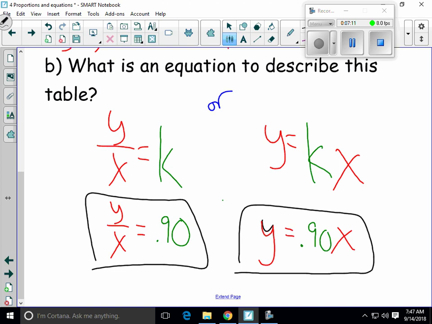Now this one says if I do 0.90 times x, if I multiply 0.90 by the x values, it will give me the y values.